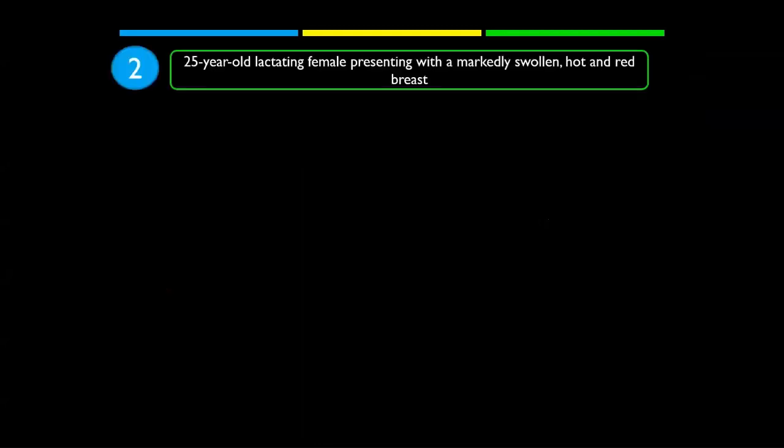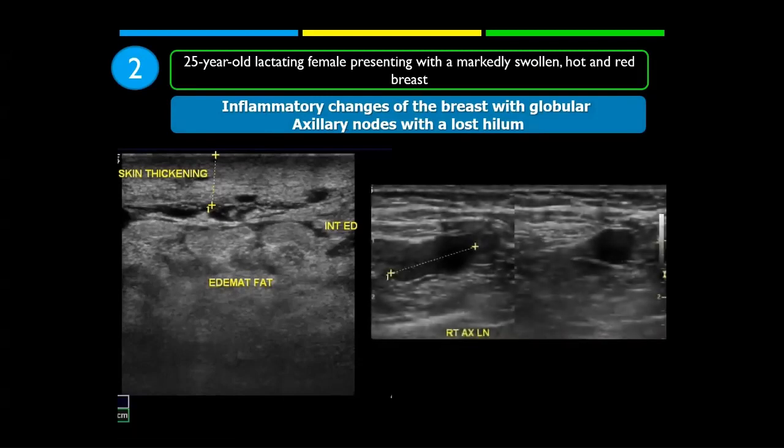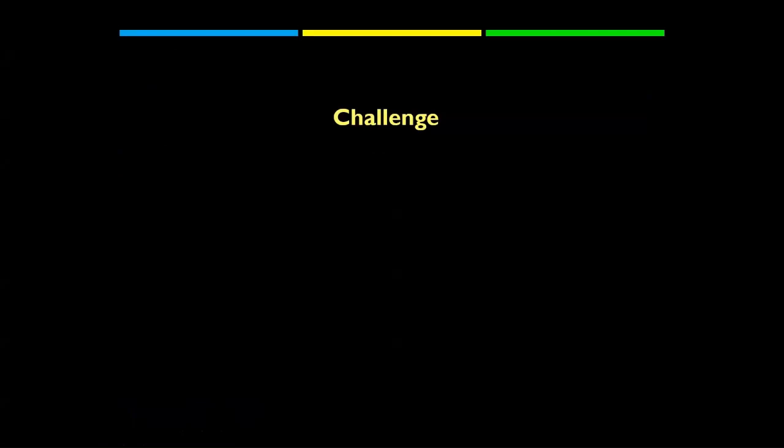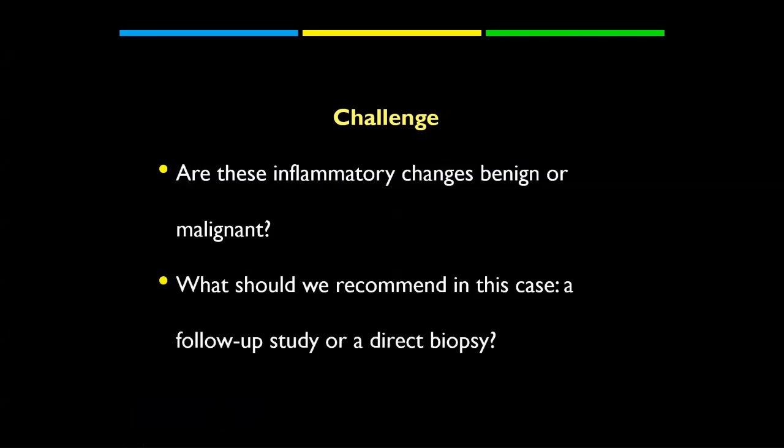Now we move to the second case. She's a 25-year-old lactating female presenting with a markedly swollen, hot and tender breast. She came for an ultrasound examination which revealed inflammatory changes of the breast with globular axillary lymph nodes. And the challenge in this case, are these inflammatory changes benign or malignant? And what should we recommend in this case, a follow-up study or a direct biopsy?